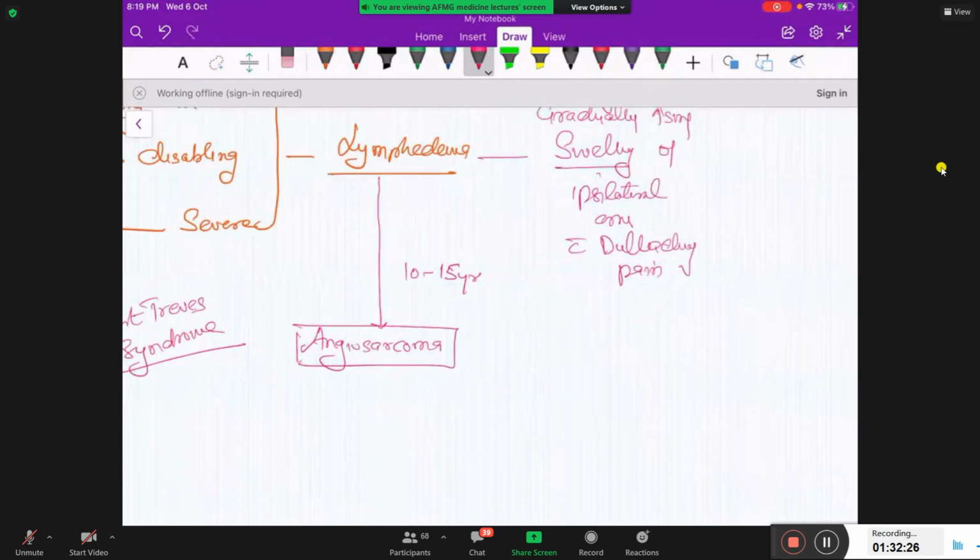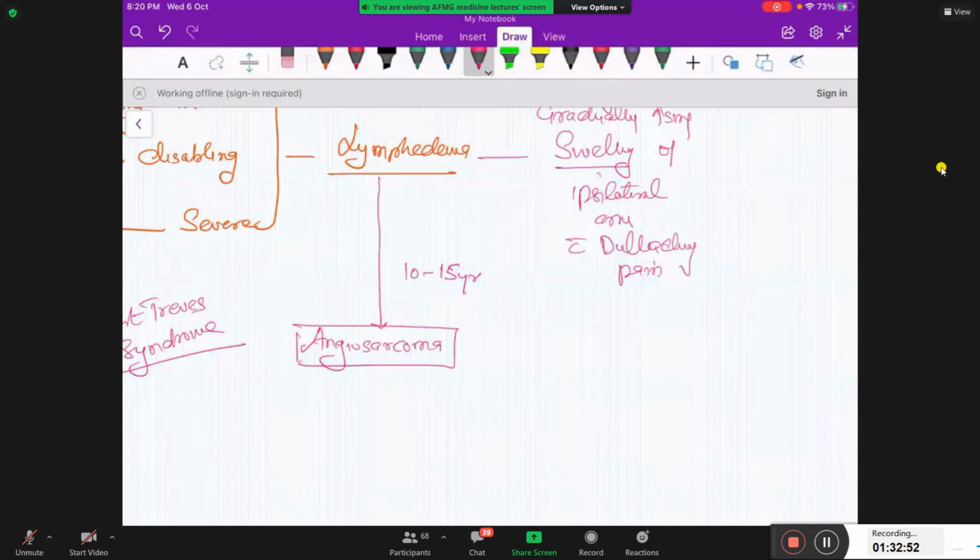Now suppose they will not ask you, tell me what is the most common major complication of MRM. They will not ask you this. They will frame a question: a patient is coming with swelling of the arm after undergoing MRM. What could be the reason? The reason is lymphedema, right? So we should know how the problem is going to present, and then we should know what to do about that problem also. Now, once the patient develops lymphedema, what should I do?